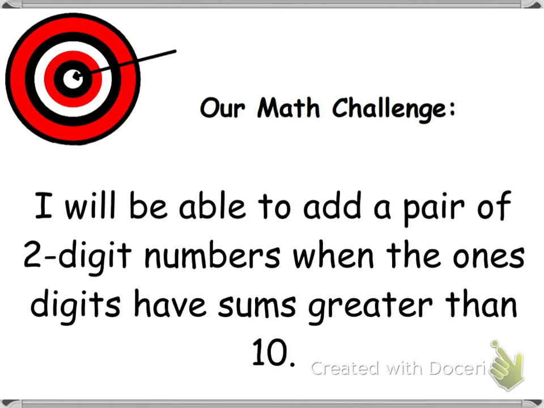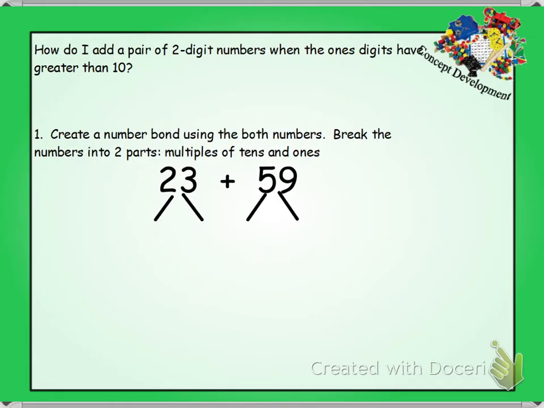So now, moving on. Today in our lesson, we're talking about being able to add a pair of 2-digit numbers when the ones digits have a sum that's greater than 10. So now, looking at this, I'm going to show you a strategy that we have used already in class. This strategy is where we break apart the tens and the ones of both numbers that have tens and ones.